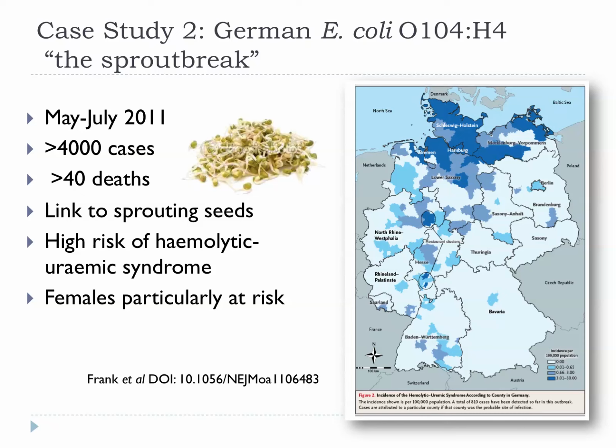More than 4,000 cases, more than 40 deaths, in fact more than 50 deaths now. High rate of hemolytic uremic syndrome. You can see it's mostly focused around northern Germany. And females seem to be particularly at risk for reasons that are not clear. One argument might be that real men don't eat sprouts or eat salads, but that's just totally anecdotal. We really don't know what the situation is there.